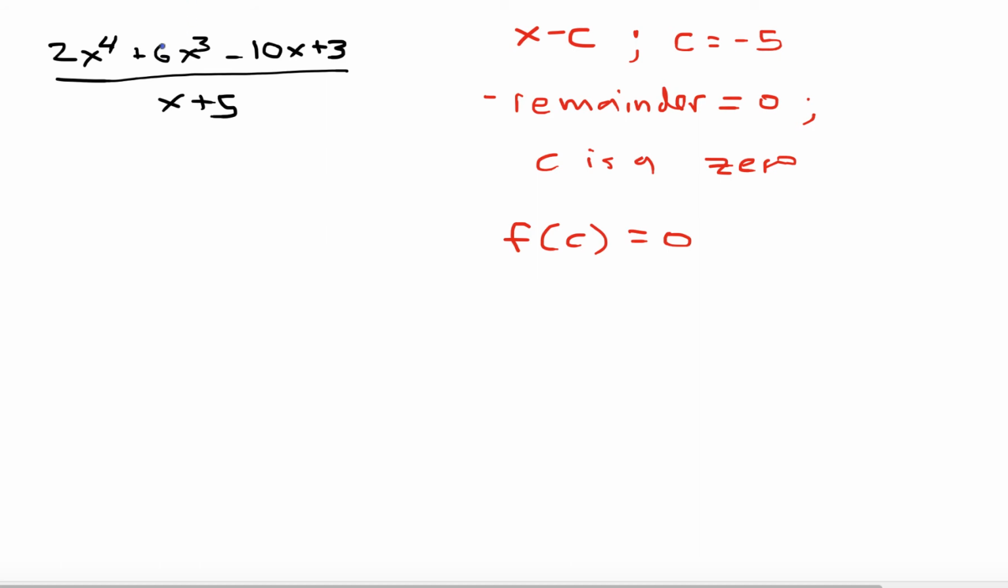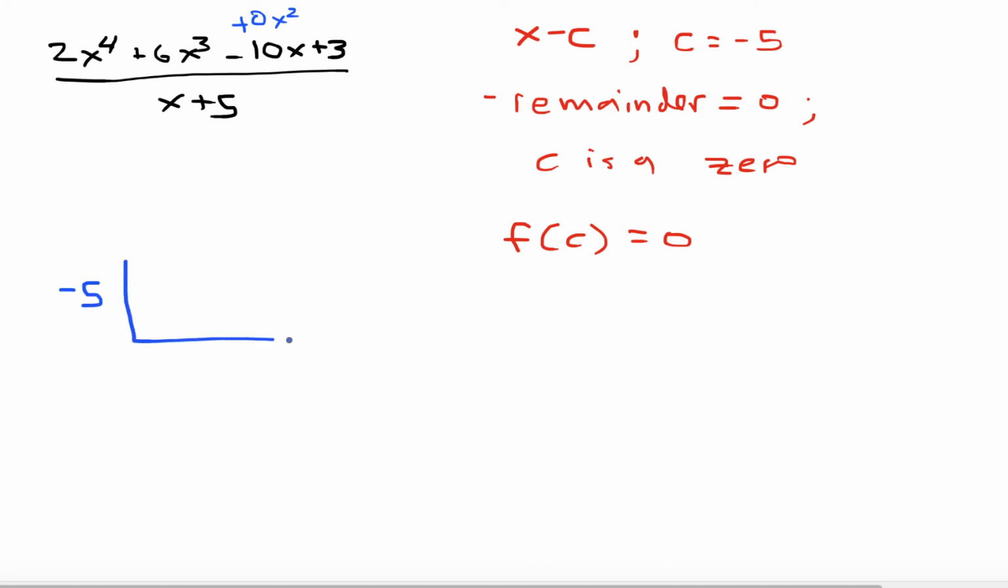But first thing also we notice is, look at the dividend. We have an x to the fourth term, we have an x cubed term, but wait a minute, there is no x squared term. That's very important. There is no x squared term, but we got to make sure we account for that in the synthetic division. So let's just go ahead. We'll write down the value of c, which is -5.